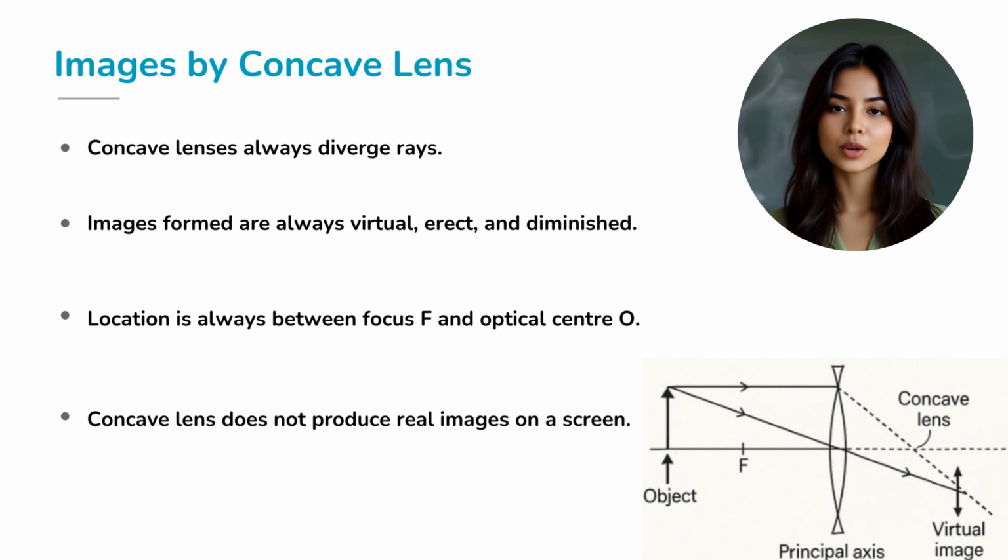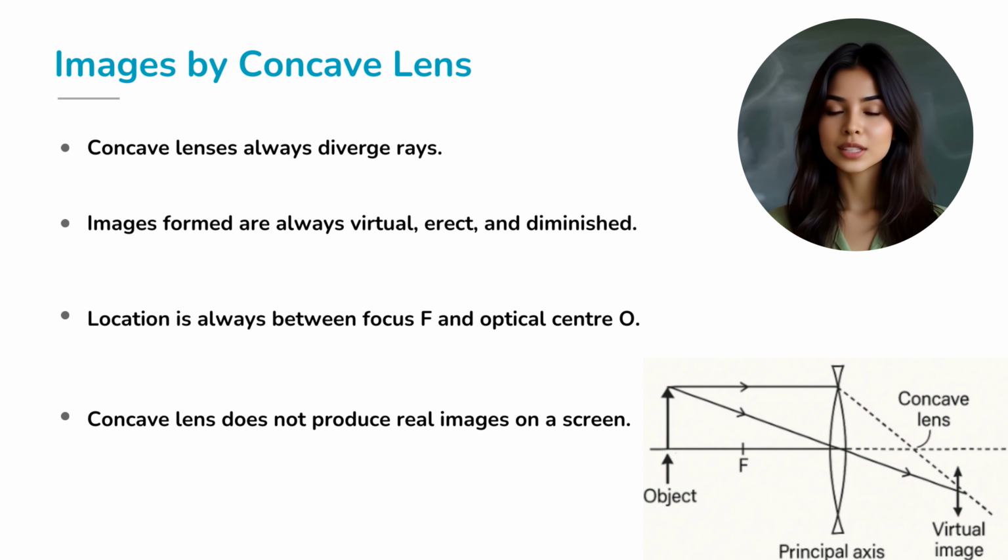Think of a peephole on a door. No matter who is standing outside, tall or short, the image you see is always smaller, upright, and inside the lens. Where do these images appear? Always between the focus F and the optical center O. They never go wandering far like convex lens images.